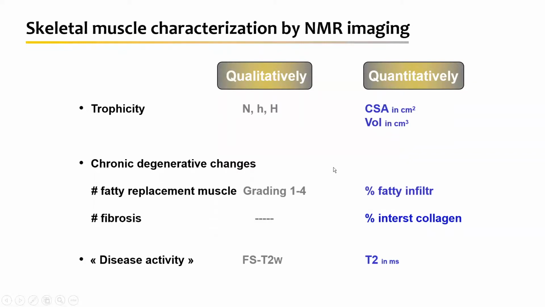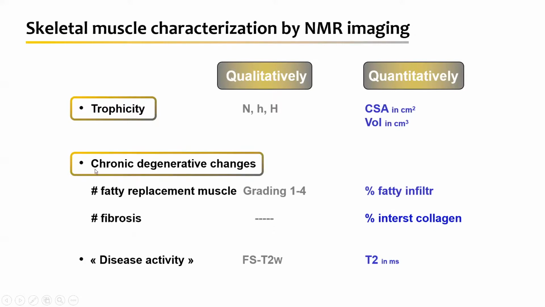Now, the skeletal muscle characterization by NMR imaging is operated at 2 levels. You can estimate the muscle trophicity. Also, you can evaluate the existence, the extent, and the severity of the chronic degenerative changes. And you know that there are two main categories. It can be either fibrosis, and for this, there is really no imaging solution at the moment, unfortunately, but fatty replacement can be very nicely, precisely determined.